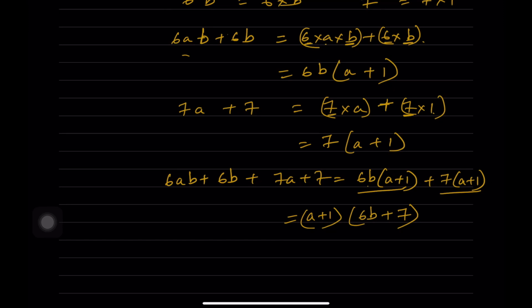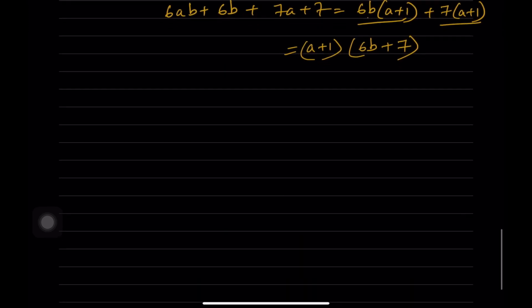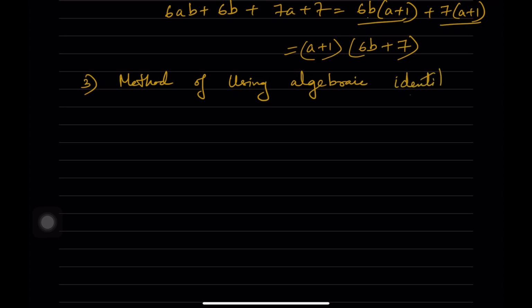Okay, next we'll go into the method of using algebraic identities. So the third method is the method of using algebraic identities. How do you use these identities? You have to remember some of the identities.